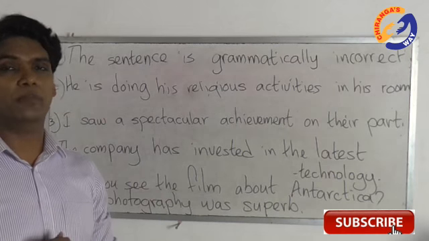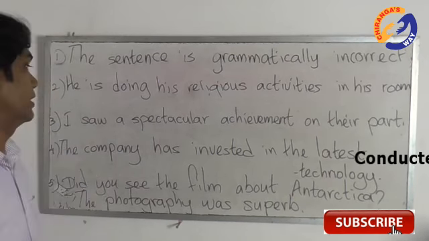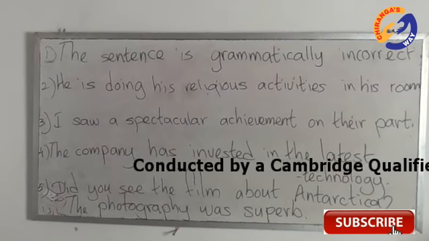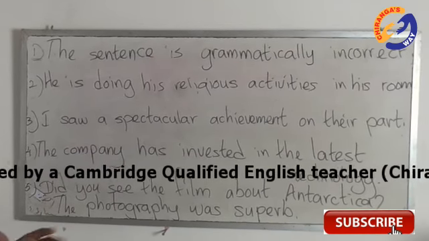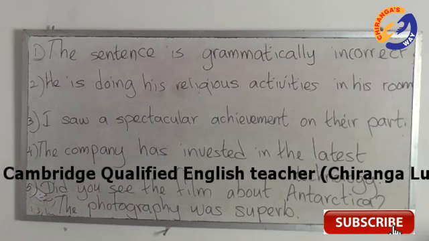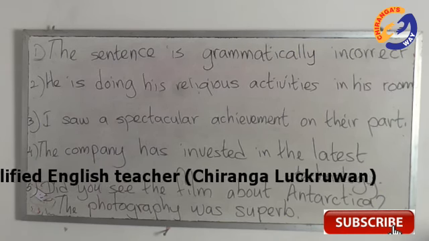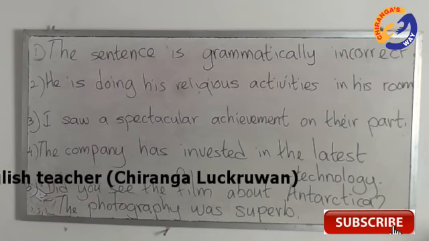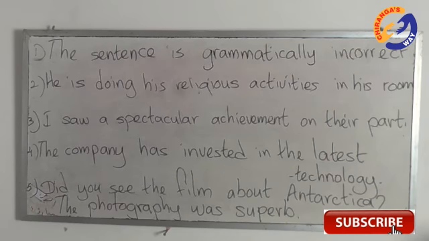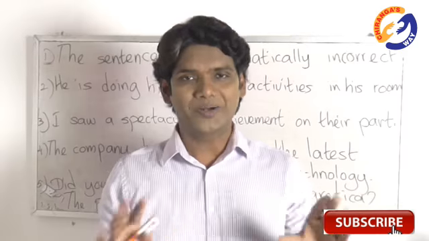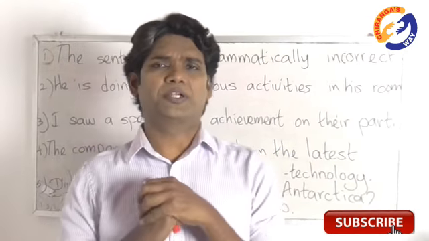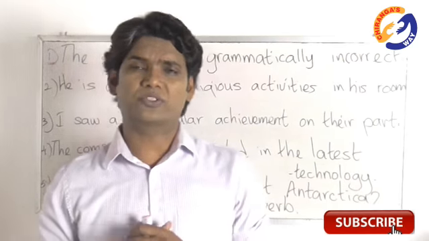Okay, before talking about anything, just have a look at these sentences. This is how these sentences should be read. The sentence is grammatically incorrect. He is doing his religious activities in his room. I saw a spectacular achievement on their part. The company has invested in the latest technology. Did you see the film about Antarctica? The photography was superb.